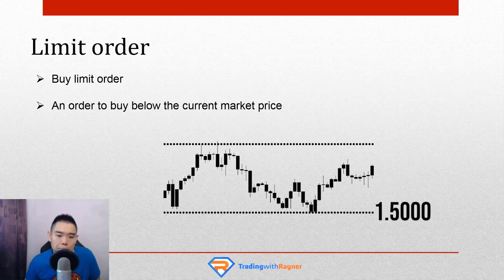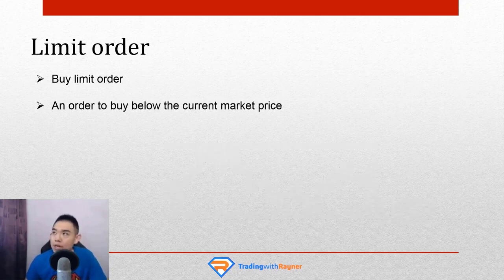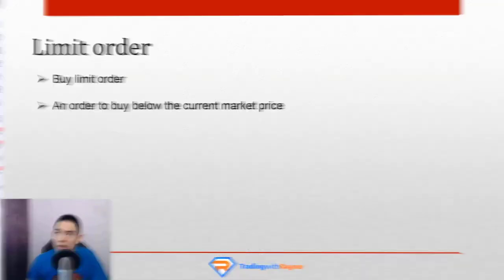Okay, so what you can do is you can place a buy limit order at 1.5000, such that if the market comes down into this level, you will get filled on that buy trade. But of course, if the market doesn't come down, you won't get filled. So that is kind of like the pros and cons to using a buy limit order. So let me give you a chart example so you can see what I mean.